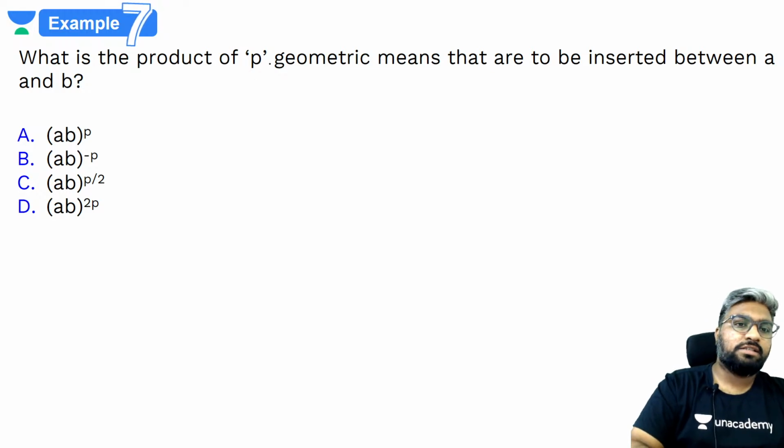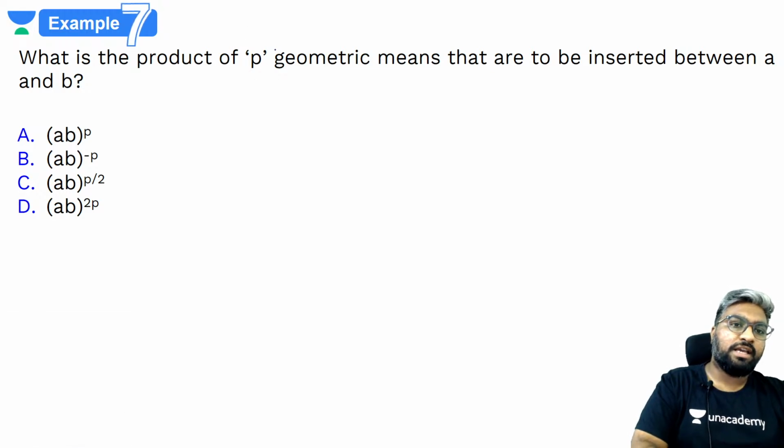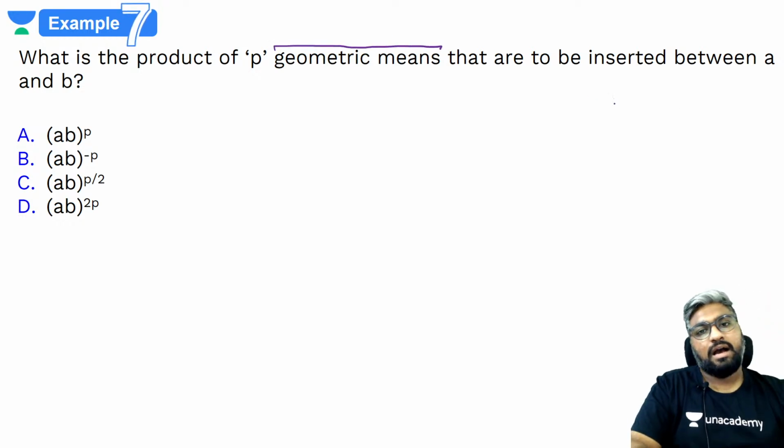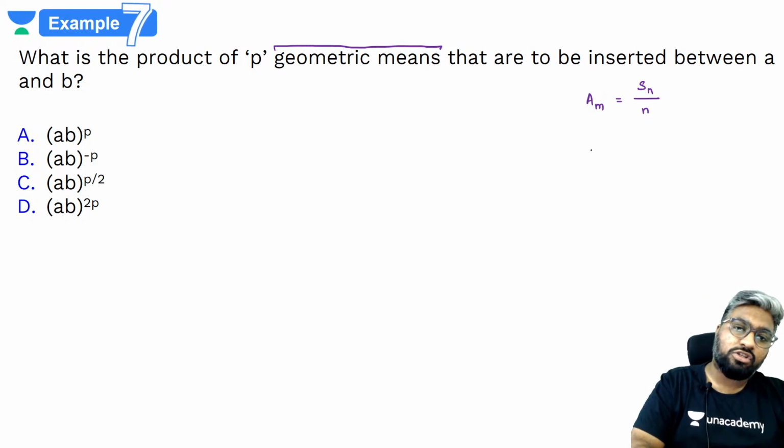What does this mean, guys? Geometric means. What do you mean by geometric mean? We know that arithmetic mean is nothing but sum of n terms by number of terms, correct? Same way, geometric mean is nothing but product of n terms to the power 1 by n.